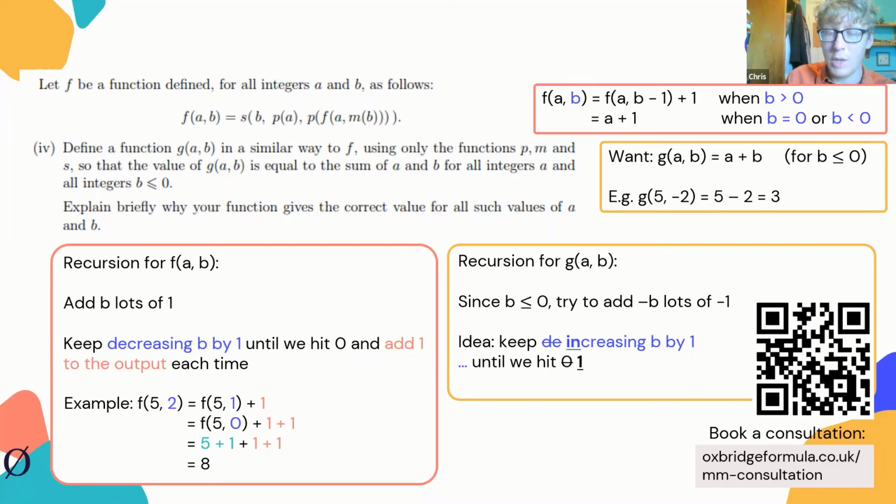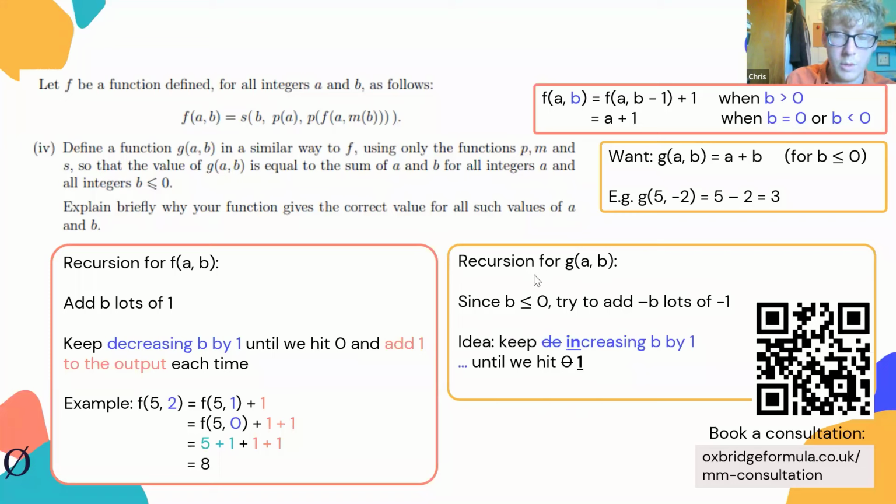And before it was going until we hit 0, but technically we can't do that, because our function f treats 0 the same as negatives. Actually we'll have to stop when we hit 1 instead, because it would think 0 is just like a negative number. So that gives us a plan, and then we can come up with a first go at g.